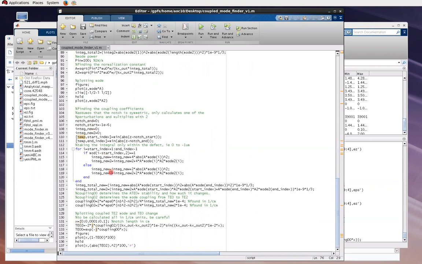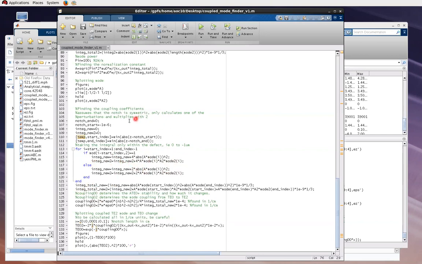From this point on, as you might remember, we have to calculate the overlaps to come up with the coupling coefficients for both the 0 to 0 and the 0 to the second order. So in Integ New here is calculating the 0 to 0. That's why it's taking the absolute of its own, whereas the 0 to 2 is calculated by Integ New 2.